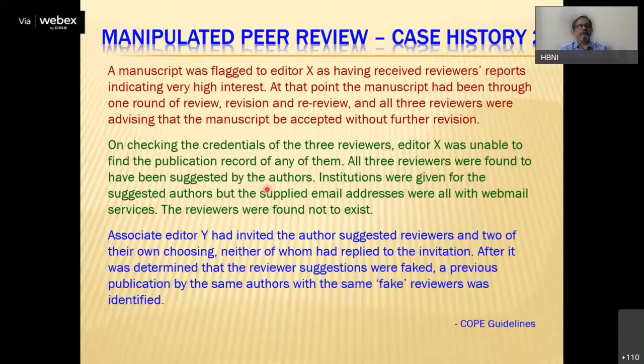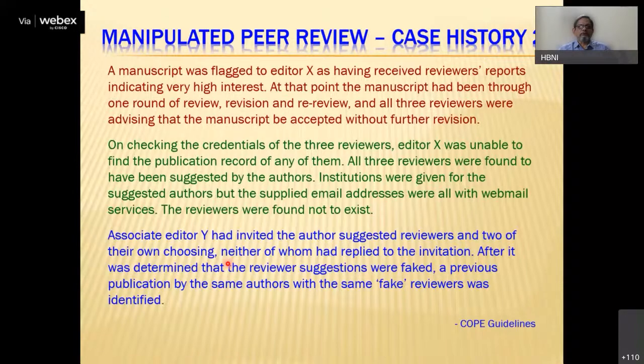And the institutions were given for the suggested reviewers, but the supplied email addresses were all with webmail services. The reviewers were found not to exist. So this is something very terrible. I mean, the actual case of what happened was the associate editor Y, in fact, invited the author's suggested reviewers and two of their own choosing. So totally 5 reviewers were actually asked whether they can review the manuscript.